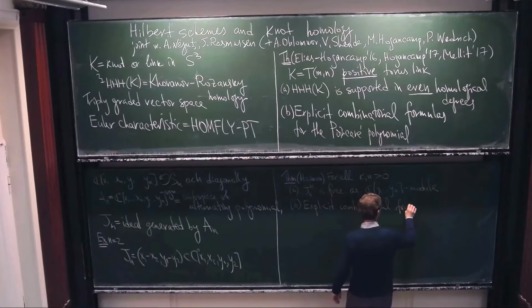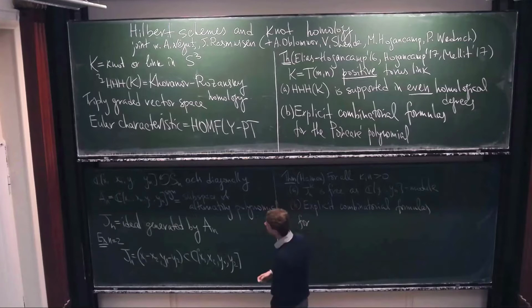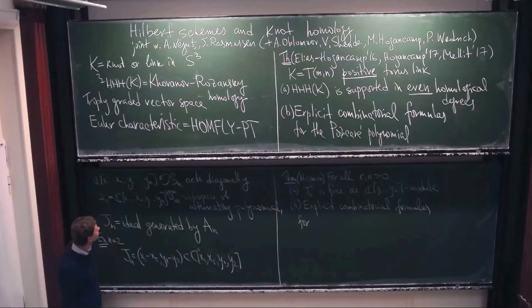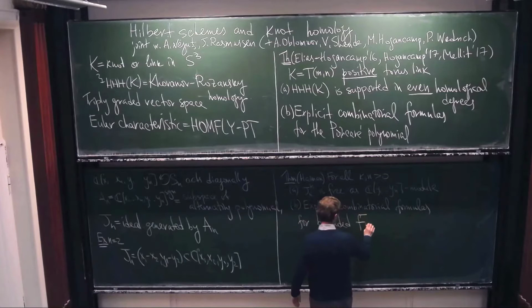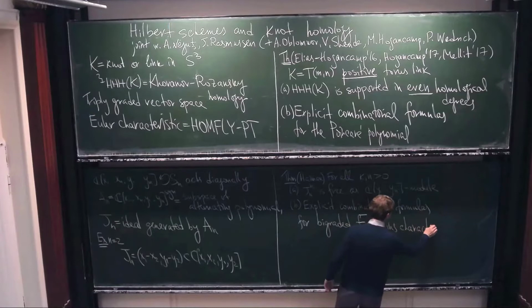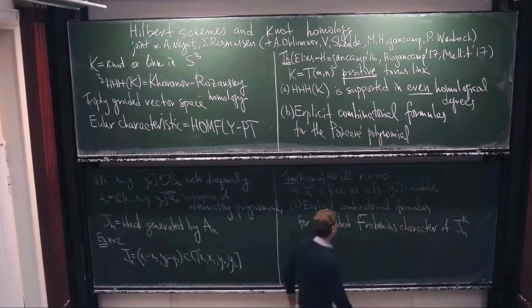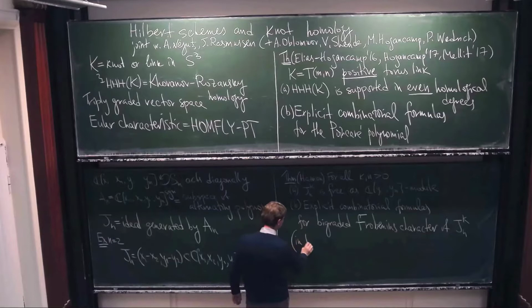So this thing is actually bigraded. We have degree in x and degree in y, and the action of Sn preserves this bigrading, and we can compute, for example, the bigraded Frobenius character of J_n^k. Again, I'm not writing the formula, but let me just say that this is in terms of the Haiman theorem.